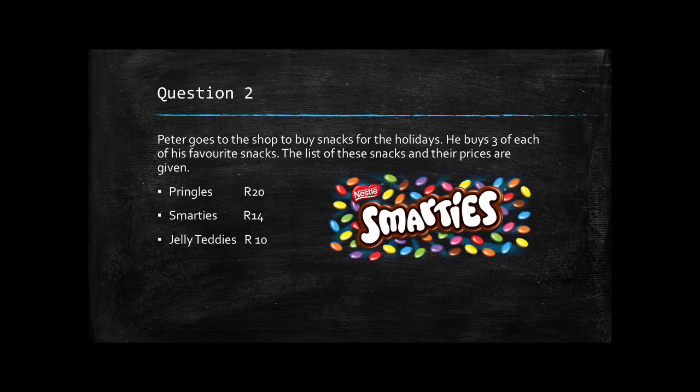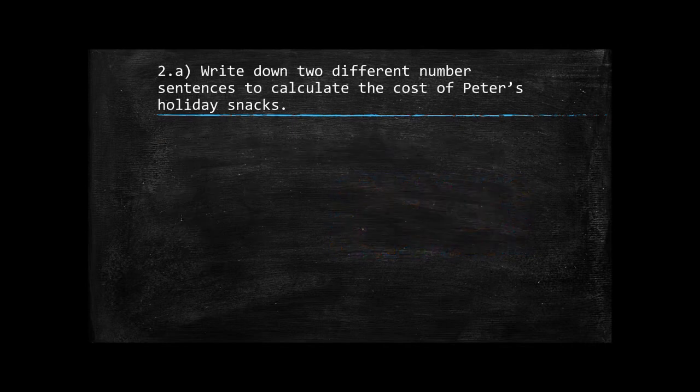Now question 2. Peter goes to the shop to buy snacks for the holidays. He buys 3 of each of his favorite snacks. The list of these snacks and their prices are given. Pringles cost R20, Smarties R14, and Jelly Teddies R10. 2a. Write down 2 different number sentences to calculate the cost of Peter's holiday snacks.